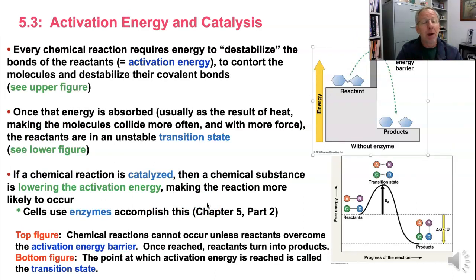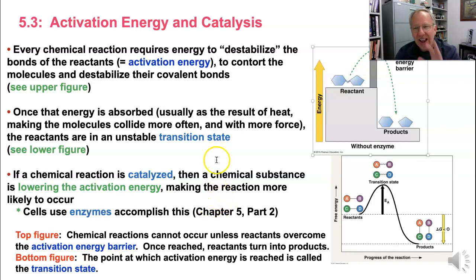As a prelude to learning about enzymes and what enzymes do and how they're important for life, we're first going to touch on the concept of activation energy and catalysis. Every chemical reaction requires energy to destabilize the chemical bonds of the reactants, make them unstable, so that the bonds can break apart and new chemicals, products, form. That energy required to destabilize the chemical reactants is called the activation energy. It's basically contorting and stretching the molecules, destabilizing their covalent bonds until the breaking point, when they can turn into products.